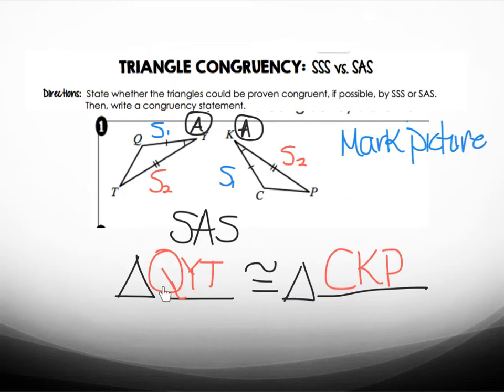So my statement is QYT is congruent to triangle CKP. Why? Well, if I go from Q to Y, I pass side 1. If I go from C to K, I pass side 1. If I go from Y to T, I pass side 2. And if I go from K to P, I pass side 2. So you want corresponding parts to match up.